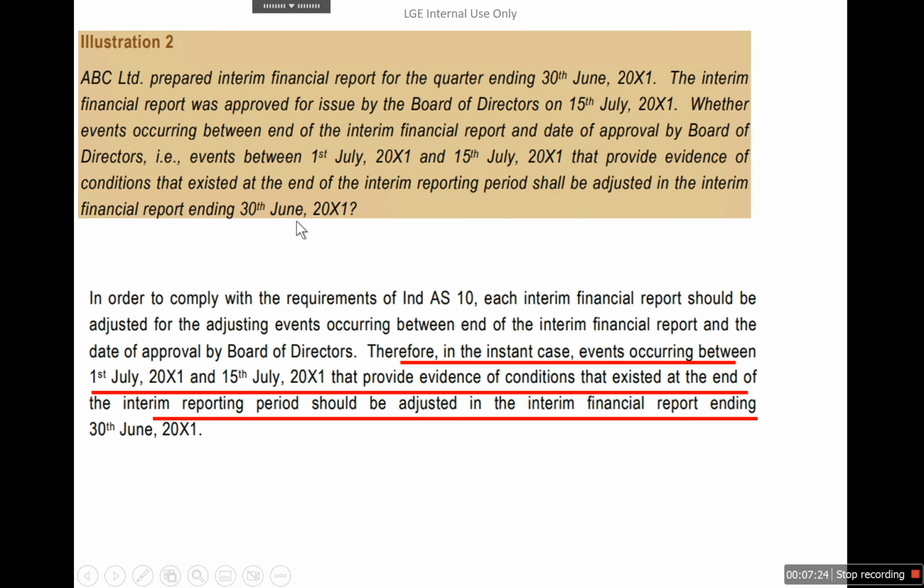Yes. So any event that has occurred after the reporting date until the period when the financials are issued by the board of directors will be considered as an adjusting event. So we need to adjust it. So here the answer is, in this case an event occurred between July and 15th July that provides evidence of a condition that existed at the end of the interim financial reporting shall be adjusted in the interim financial reporting ending on 30th June, because this is the period that is considered as the adjusting event period.